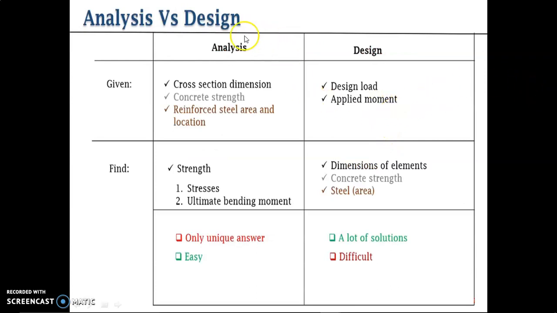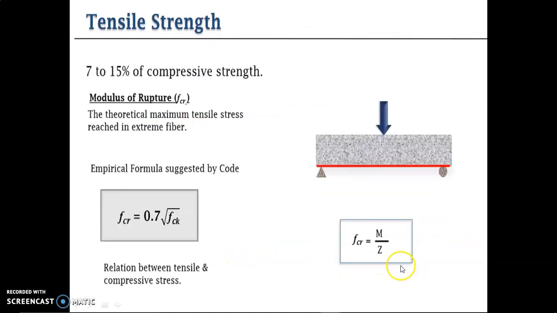And these are the differences between analysis and design. In the analysis part, we are given the cross section dimensions, concrete strength, steel area and location. And in the design part, we are given only the design load and applied moment. In analysis, we have to find stresses and ultimate bending moment, and in design, we have to design the elements, concrete strength and area of steel. Analysis has only a unique answer and is easy, whereas design has a lot of solutions and is difficult.